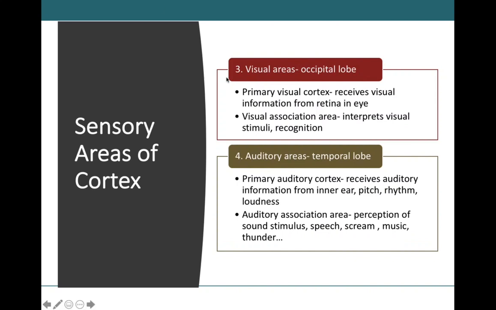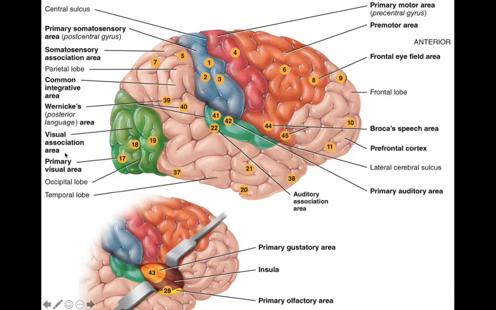Now, earlier I pointed out the visual area, which can be found housed within the occipital lobe. We see the primary visual area right here, and we can also see that we have a visual association area as well, found very close.